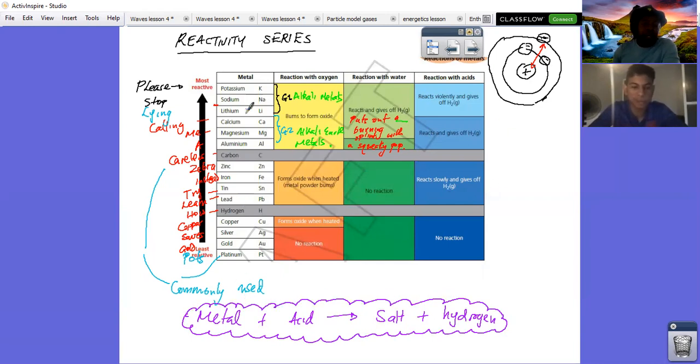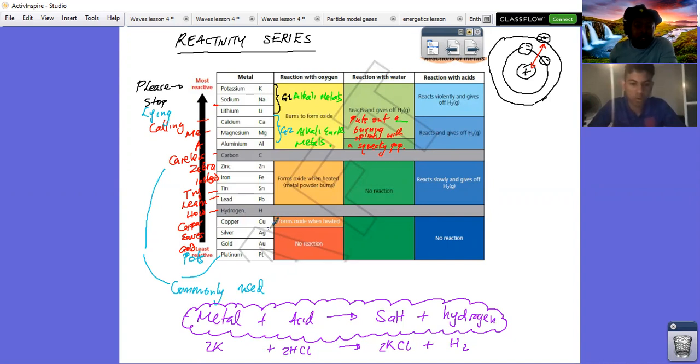So it could be, for example, potassium reacting with hydrochloric acid, and the salt that's produced would be potassium chloride. And of course, you'd have hydrogen, H2. So you'd have to balance this equation. With these elements, you put the number at the front, just as you would if you're balancing any equation.